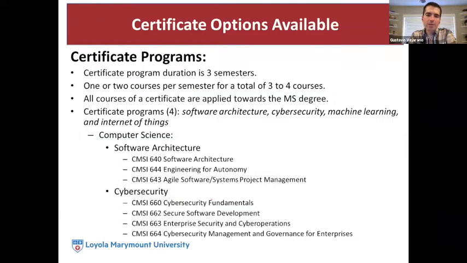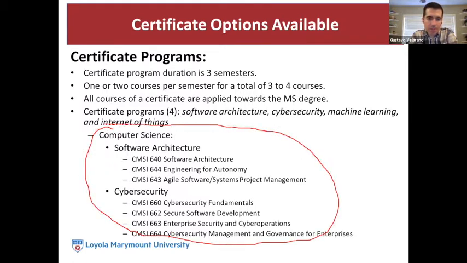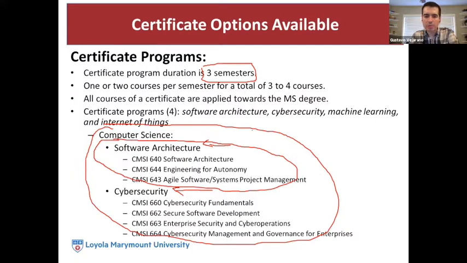Okay, now the certificate programs. This would be like an area of emphasis. Now I'm gonna skip this slide because these are the certificate programs on computer science. But just to let you know, in computer science, we have a certificate program in software architecture and cybersecurity. A certificate program is 3 semesters long, and students would take 1 course per semester. Those courses count for the MS degree. So for example, a student could complete this certificate and at the same time make progress toward the MS degree.